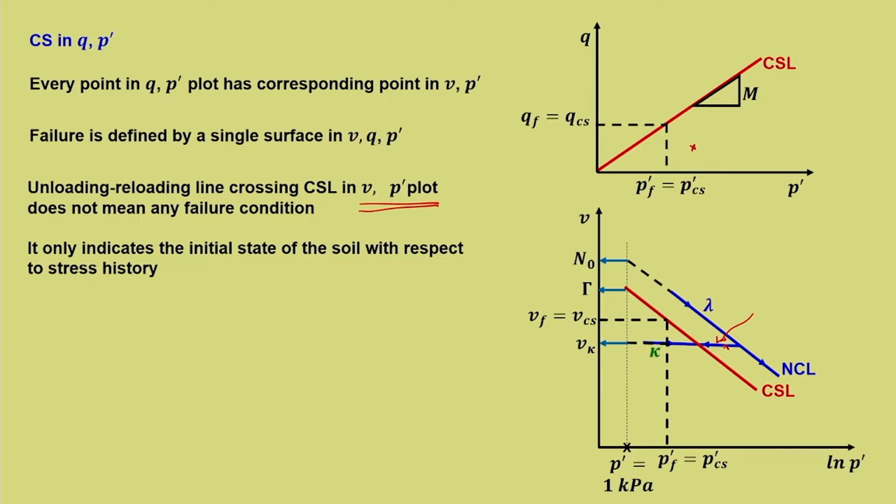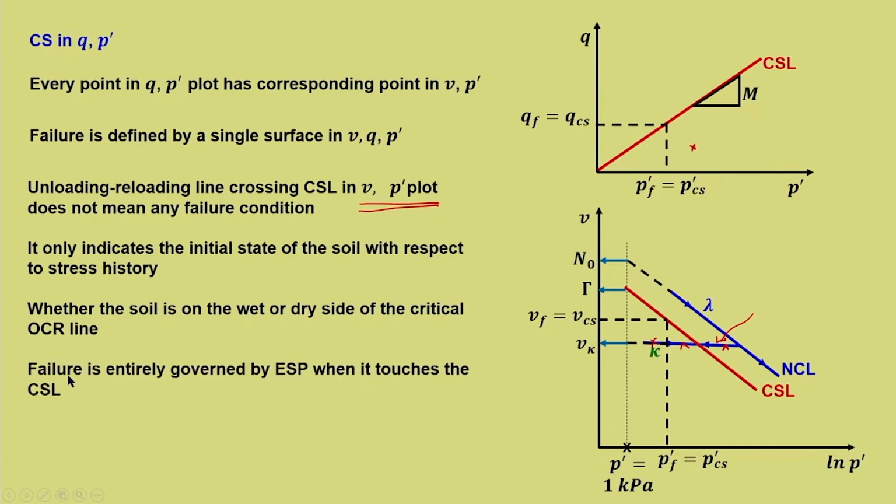You know that different points on the unloading line with respect to the given NCL give different OCR, and whether the soil is on the wet or dry side of the critical. So that is the only purpose of these points. Failure is entirely governed by the effective stress path when it touches the critical state line, which comes from this particular figure. When the effective stress path starts from a particular point and reaches the critical state line, that explains whether the failure has occurred or not.